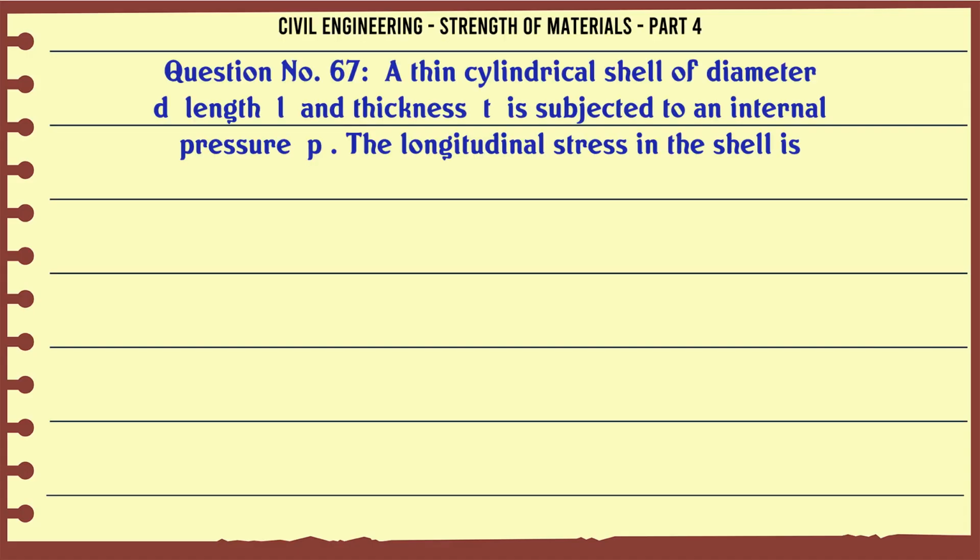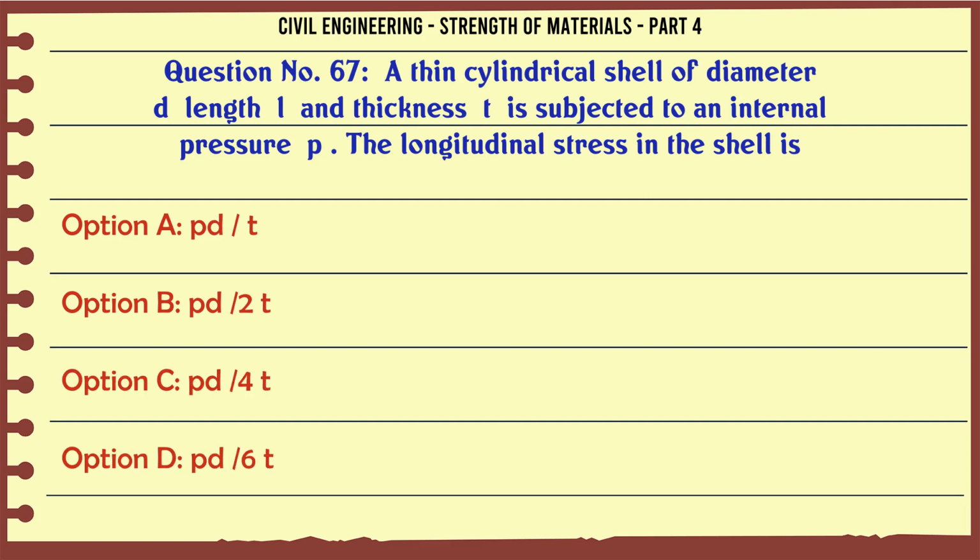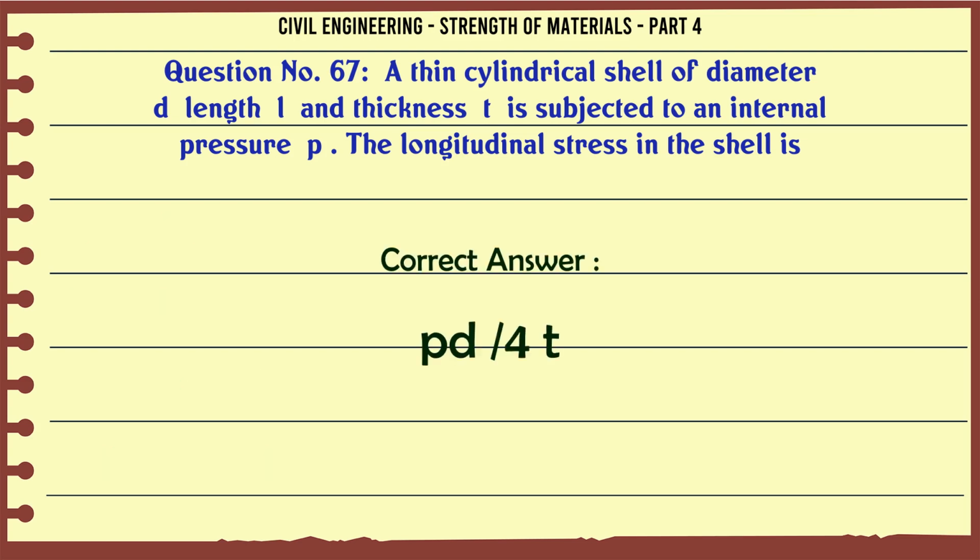A thin cylindrical shell of diameter D, length L, and thickness T is subjected to an internal pressure P. The longitudinal stress in the shell is A. PD/T, B. PD/2T, C. PD/4T, D. PD/6T. The correct answer is PD/4T.